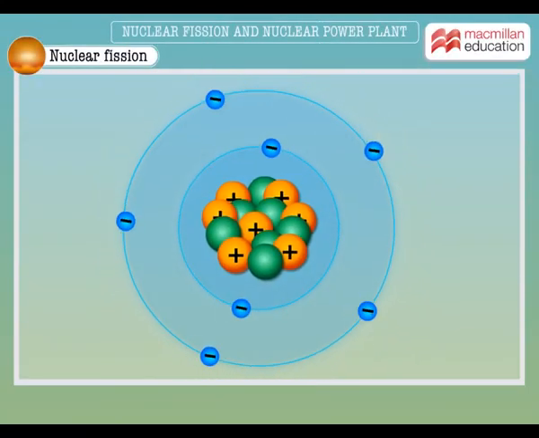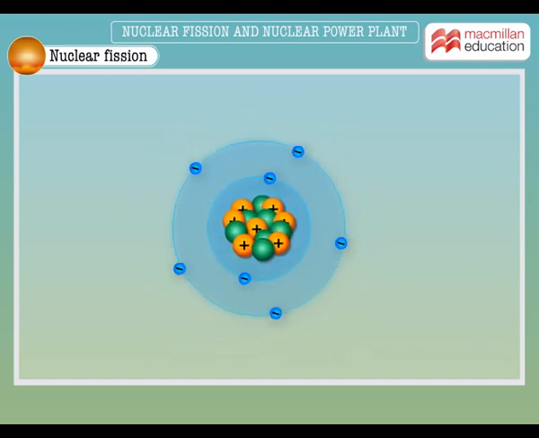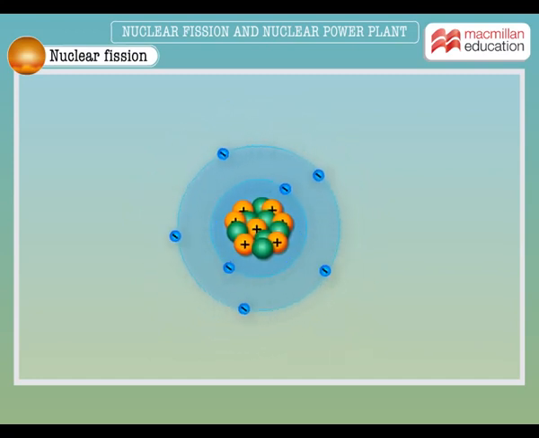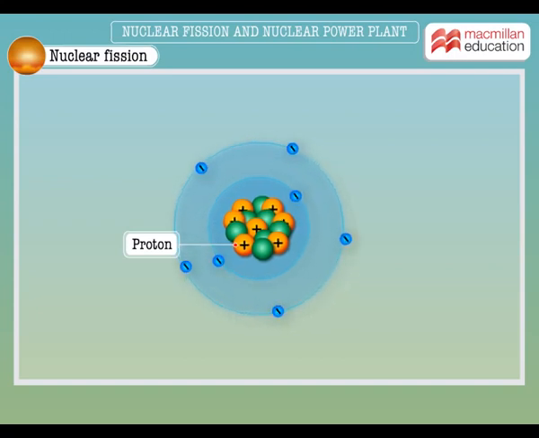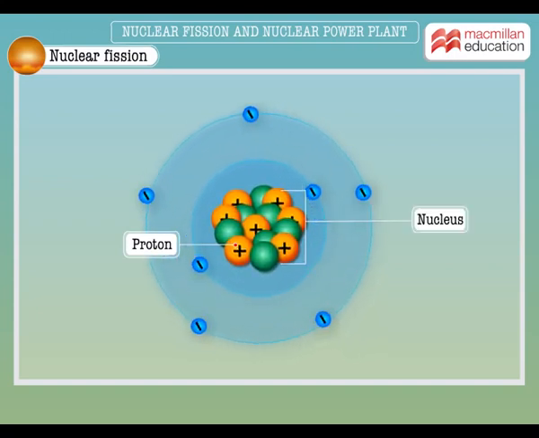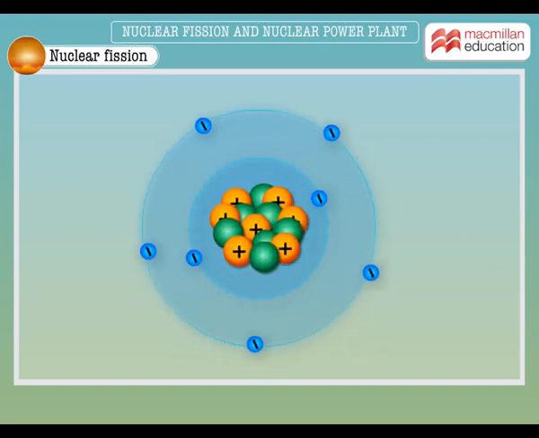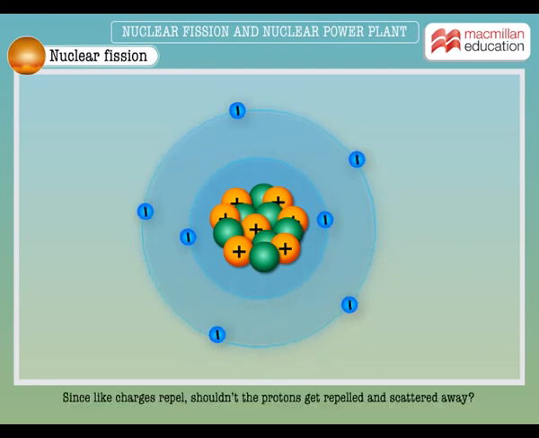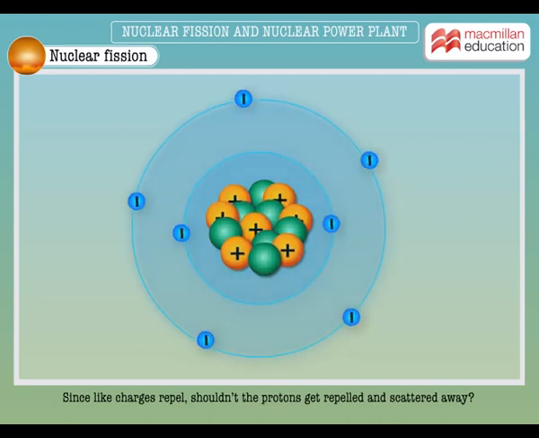To begin with the basics, we are familiar with the structure of an atom. But have you ever wondered how all the positively charged protons are packed together in such a tiny space as the nucleus of an atom? Logically speaking, since like charges repel, shouldn't the protons get repelled and get scattered away?